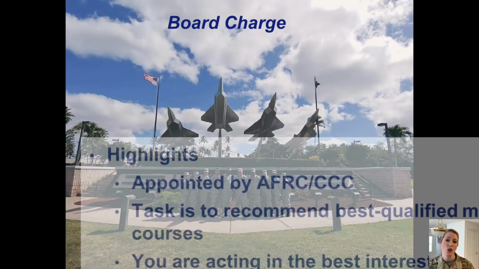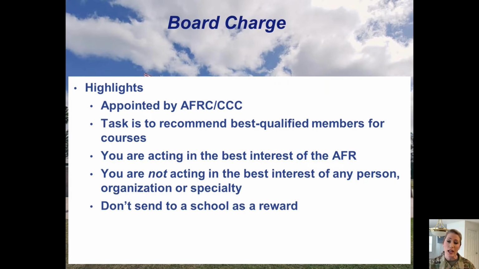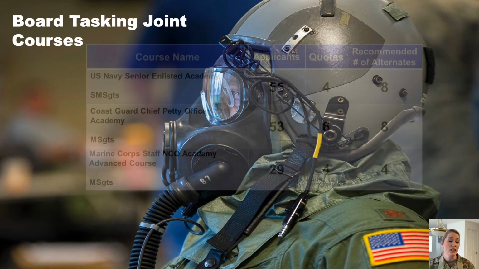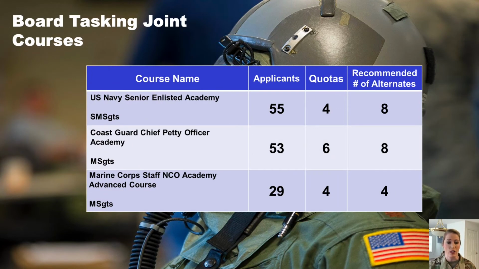Like I said, we'll go over what the seats look like, how many we get, how many alternates they select. The Navy Senior Enlisted Academy is for senior master sergeants. Typically there are only 4 quotas, which means 4 seats, and we usually select 8 alternates just in case. For the Coast Guard Petty Officer Academy, that's for Master Sergeants, we get 6 seats and 8 alternates. For the Marine Corps Staff NCO Academy, Master Sergeants again, 4 seats, 4 alternates.